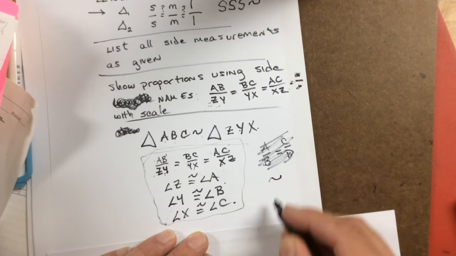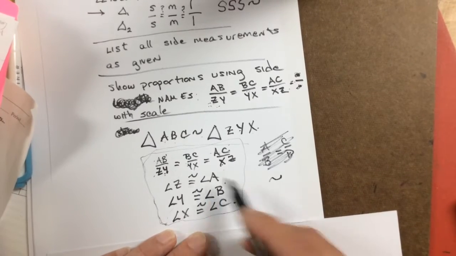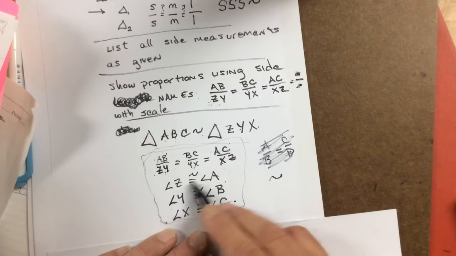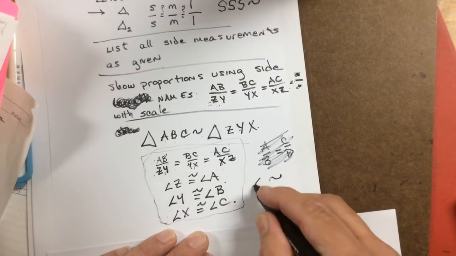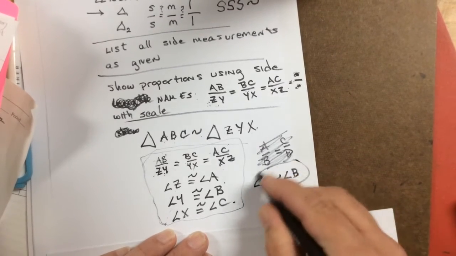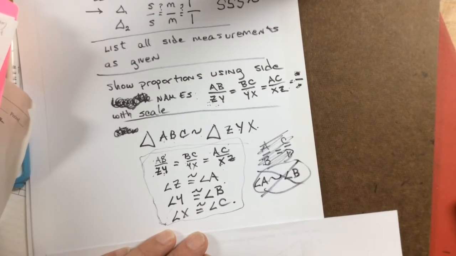This means similar, which means the same shape, but not necessarily the same size. Triangles can be similar. Angles cannot be similar. Because if the angles are the same shape, they are the same size.